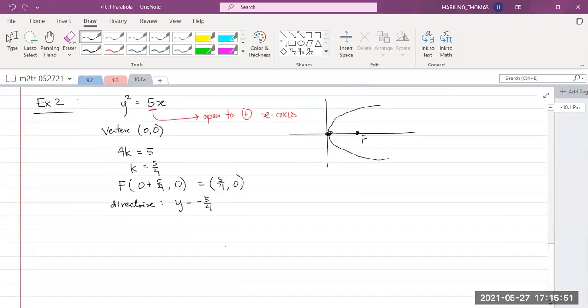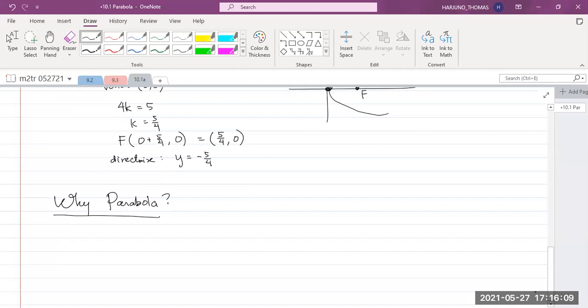Now, why do we learn parabola? After circles, parabola, in my opinion, is the second most used shape in engineering, or paraboloid in 3 dimensions. The first reason, and actually this is the same reason as the second one, is the following. Suppose you have a parabola and you turn on a light at the focus. The light will go in every direction, but once it hits the parabola, it will be reflected parallel to the axis of the parabola.